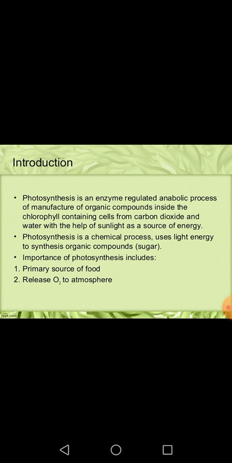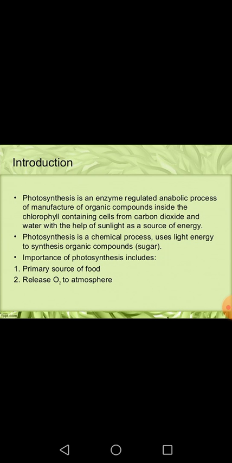And this process takes place basically in the green parts of the plants, which contain a green colored pigment, chlorophyll. And in this process, as we all know, food is synthesized with the help of carbon dioxide and water. We can say that photosynthesis is a chemical process in which solar energy is stored and converted into chemical energy in the form of food.